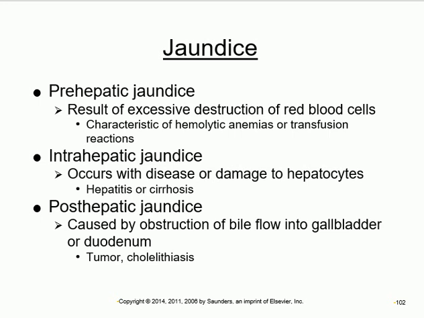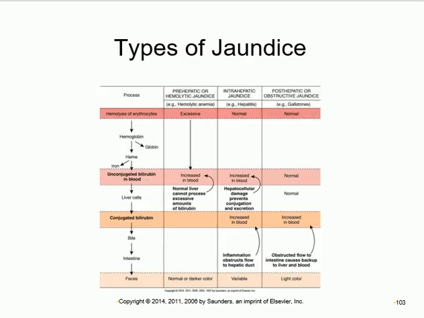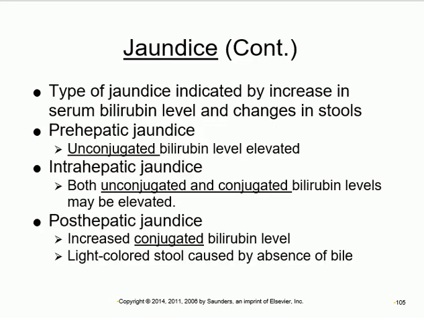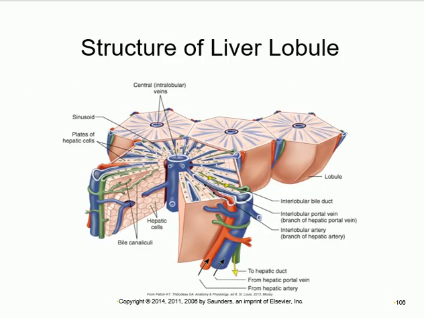And prehepatic is usually hemolysis. Hepatic is a liver disease, specifically hepatitis and cirrhosis. Post-hepatic is something that's blocking the pathway, like tumor and cholelithiasis. And I talked about being conjugated or unconjugated. Did you understand this part? Unconjugated, mix, conjugated.